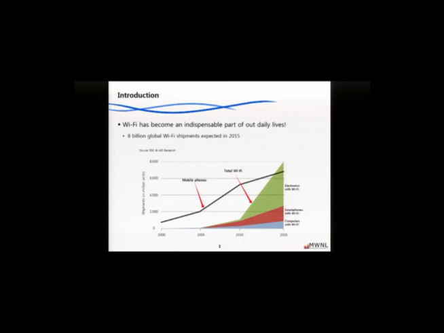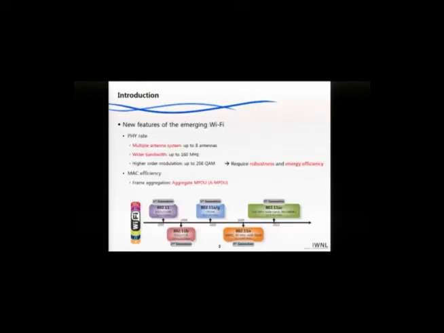Wi-Fi is now an indispensable part of our daily lives, and Wi-Fi usage is growing more and more today. As you can see in this graph, the Wi-Fi shipment has been growing tremendously. We use Wi-Fi with our laptops and smartphones, and more electronics which are not smartphones and computers are being equipped with Wi-Fi. This year, 8 billion global Wi-Fi shipments are expected.